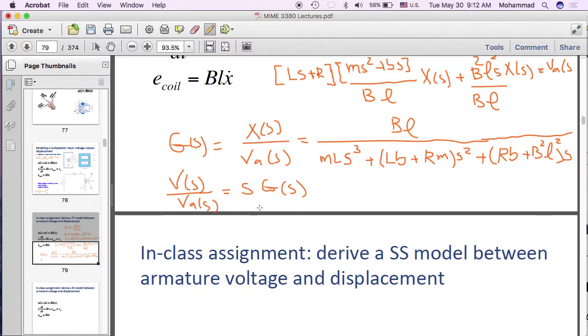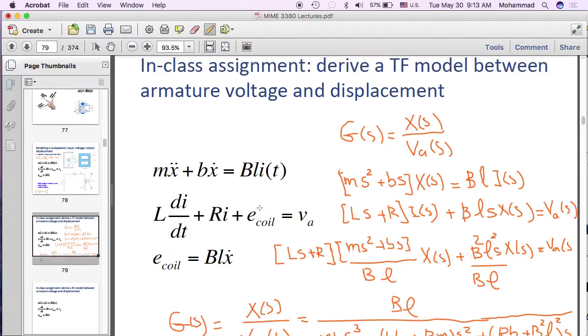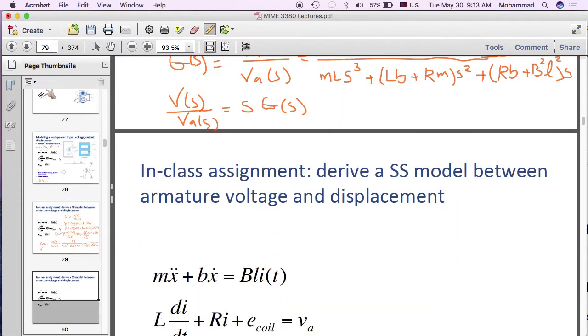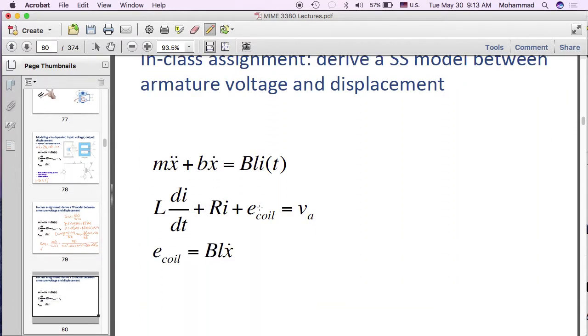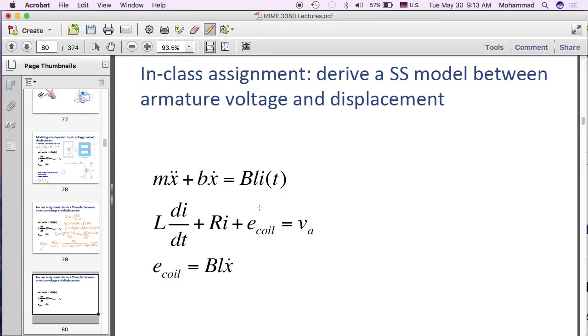Okay, so your next assignment for the next minute is to find now the state space model for this system. Please go ahead and find the state space model for this system. The equations are here. So we need to find a state space model.